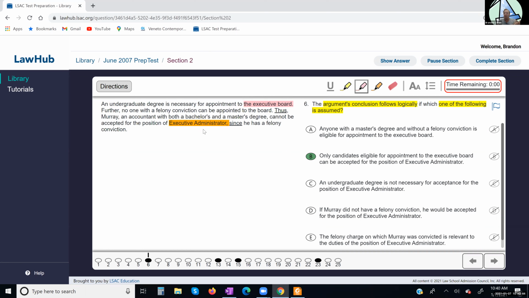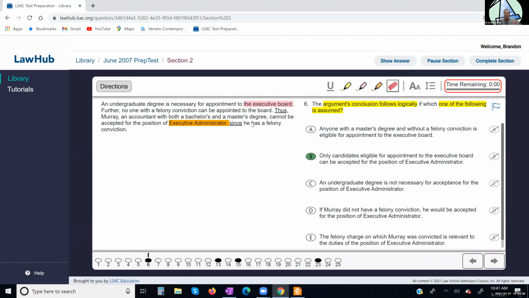So I just went through it there. Again, our evidence: if we did follow that chain, since Murray does have a felony and no one with a felony can be appointed, we can tie Murray, our subject matter, to definitively not being pink. And if you're not allowed on pink, then you're not allowed on orange, since the conclusion really was that you cannot be accepted for executive administrator. So not pink, not executive board, means not executive administrator.